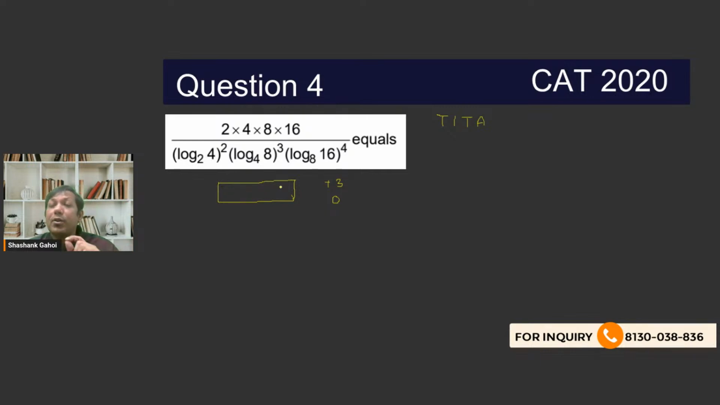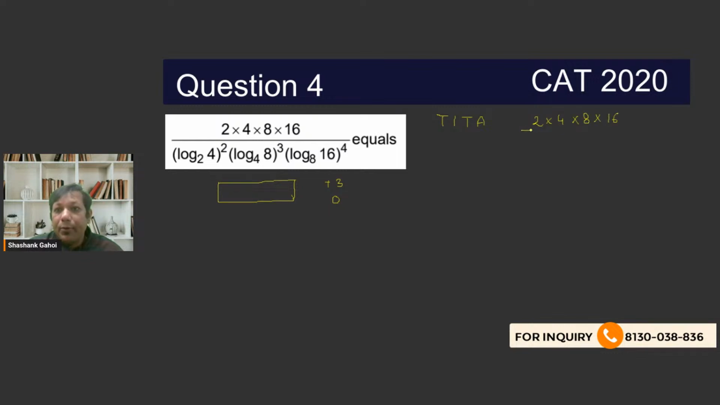So whenever you are solving a theta question, always remember that your answer should be 2, 3, 5, 7. It can't be 2 by 3. It can't be root 2. It can't be -5. So now let me start this one. What does it say? It is 2 into 4 into 8 into 16.